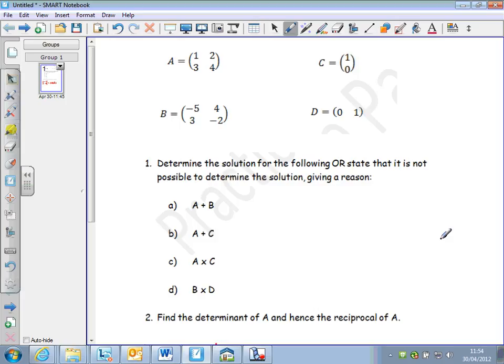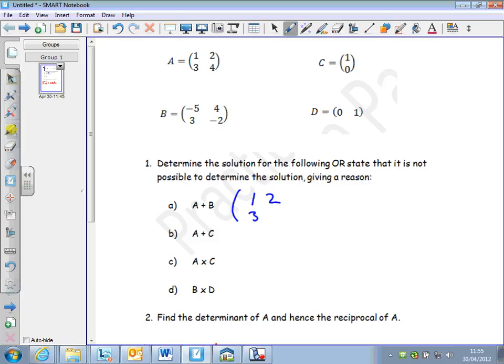So if we look at the first one, A plus B, well, to be able to add or subtract matrices, the elements must be identical. In other words, the matrices must be identical. So we can add A and B, but we can't add any of the others. We can't add A to C or A to D, and we can't add C to D or B to C or any of the other combinations. The only one that will work in there is A plus B because they're identical. So we can do part A.